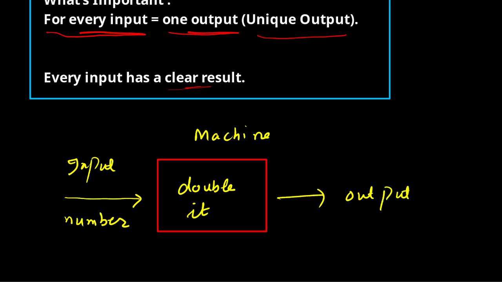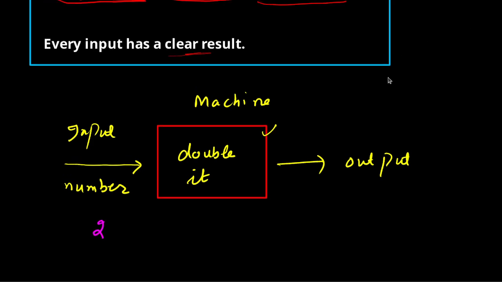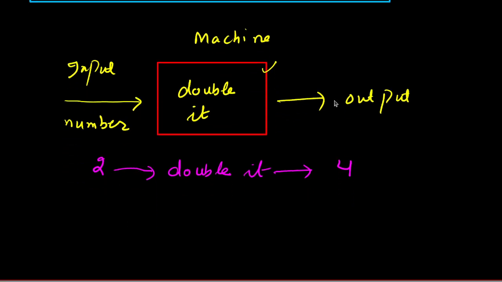Now you understood what the rule means. Rule means your machine must know what to do. So here your machine knows that you have to double every number that you put in. So let's put some numbers. For example, you put 2 here. If you put, let's say, 2 here, according to this rule, your machine doubles it and then gives you the output. So this is how a function works.